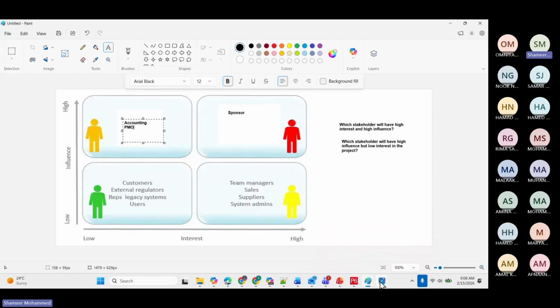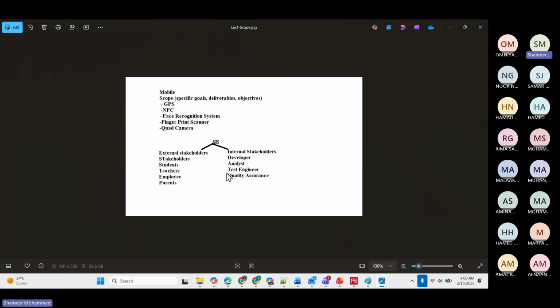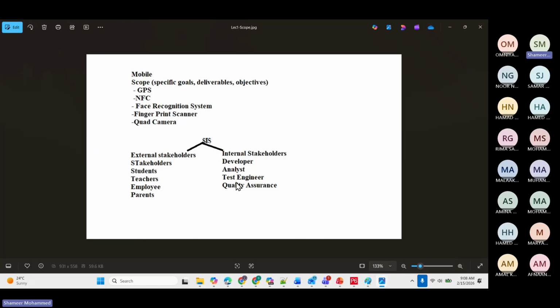And this one, see the type of stakeholders. I'm telling you, scope, time, quality, cost. You can see this one. If you are manufacturing a new mobile device like the Apple iPhone 19, what scope does it contain? GPS, NFC, face recognition, fingerprint scanner, quad camera. These are all the features and functions of this mobile project.